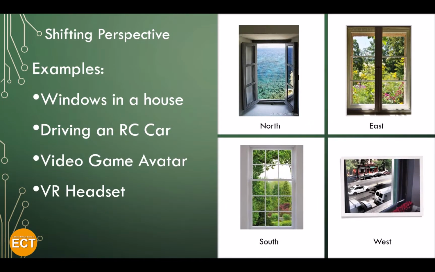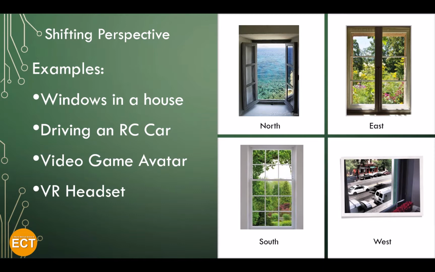Shifting perspectives, there's several examples that go with this. Windows in a house, there's a pretty easy way to understand that concept, where when I run to the north wall of the house, I look out the window and I can see the ocean. If I run to the east, I'm going to see a flower garden. If I run to the south, I'm going to see a forest. If I run to the west, I'm going to see traffic. Those are fixed perspectives, which is often what we're working with when we work in IT. I'm going to go to work with a specific machine, and when I'm in that window or I'm in that piece of software, I'm working with that system or that machine. And so a fixed perspective is pretty typical in an IT context.